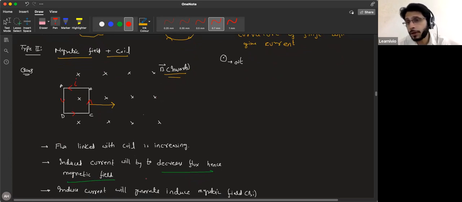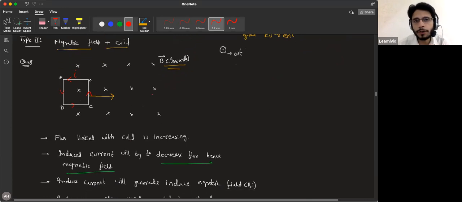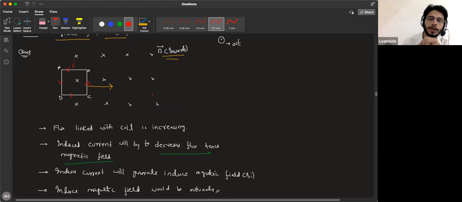If you have induced current in the coil, you will have some induced magnetic field. The original magnetic field is inwards, and the induced magnetic field will try to decrease the flux, so the direction of the induced magnetic field should be outwards. Both fields are in opposite directions. Original is inwards, induced is outwards. If the induced magnetic field is outwards, just use the right hand thumb rule. Put your thumb in the outwards direction and the curvature of the fingers will be anti-clockwise.